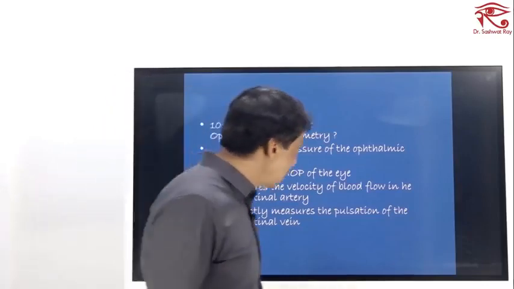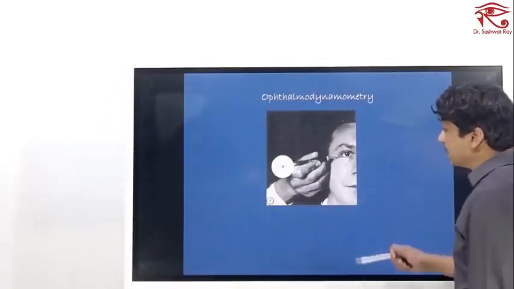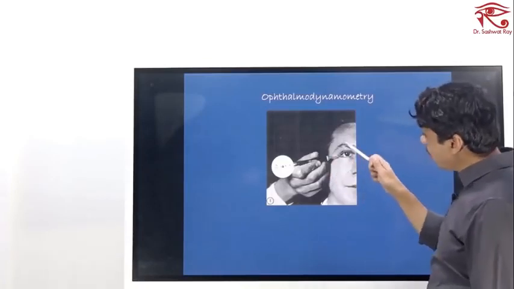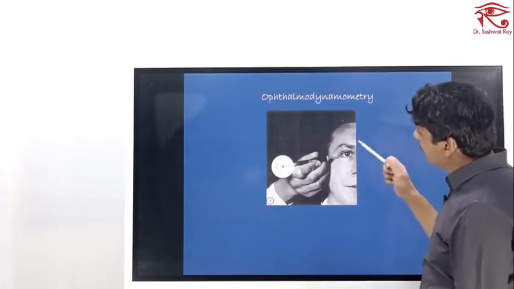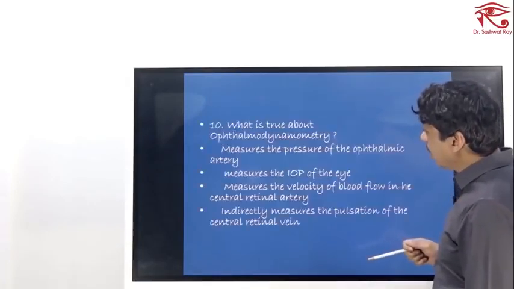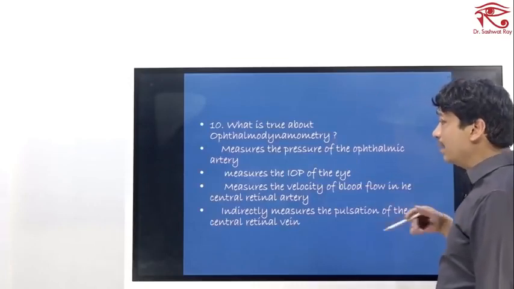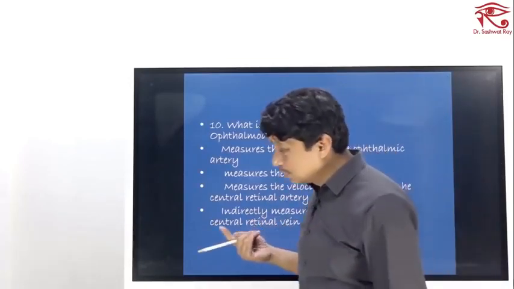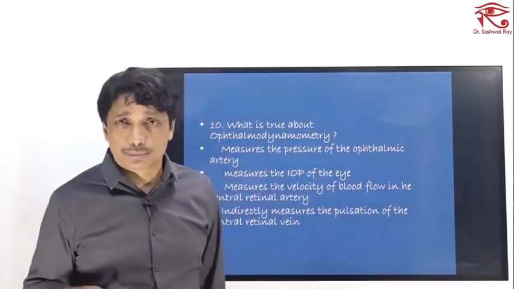Okay, so this is how it is done. It's an old time investigation. You place the footplate of the instrument on the eye and measure the pressure of the ophthalmic artery, and by extrapolation of the central retinal artery.